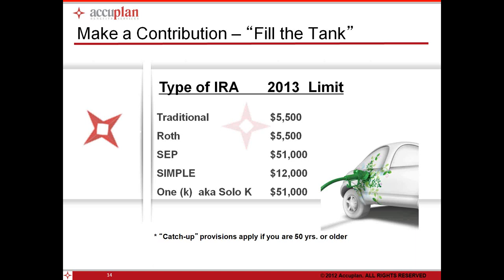The simple IRA is for those businesses that have less than 100 employees. So if you're looking to get a simple plan other than a 401k, a simple IRA is another option that's available to you, and the contribution limit on that is $12,000.